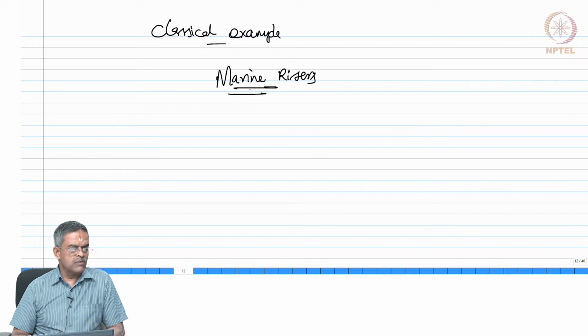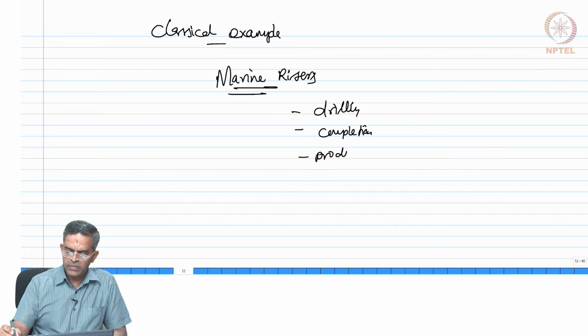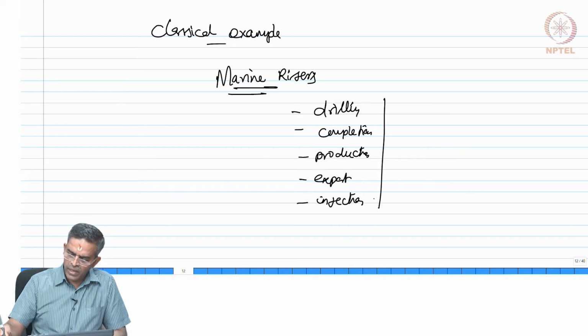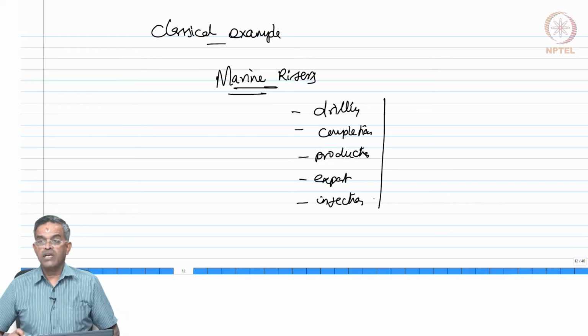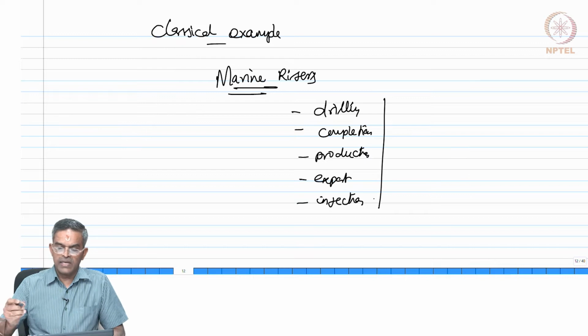Marine risers are actually used for various purposes in offshore structures: for drilling, for completion, for production, and export and for injection. These are various structural actions and functional requirements of elements of marine risers in offshore environment. Now, what is the specific problem these risers have?